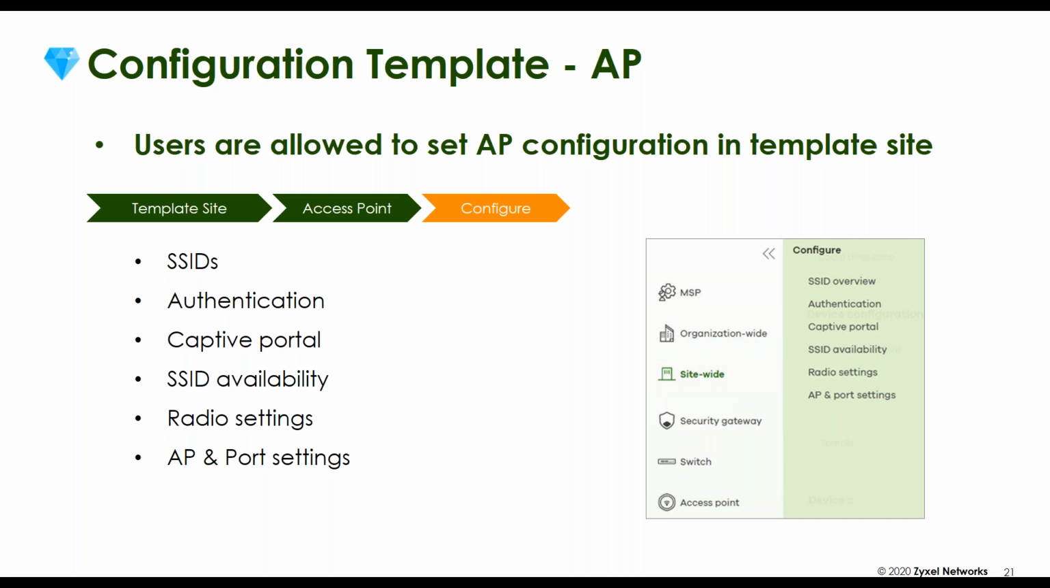So users are allowed to set AP configurations in the template sites. So this is such things as SSIDs, authentication, so passwords and encryption methods, captive portal settings, and SSID availability, so that's more scheduling, where you can turn SSIDs off at a specific time. The radio settings and the AP and port settings, so being able to tag VLANs on the ports, increase the output power and things like that. All of those facilities are available within the configuration template. You might find not everything is included in it as of yet, but as we're working through upgrading it and adding features, everything will be available in the future.